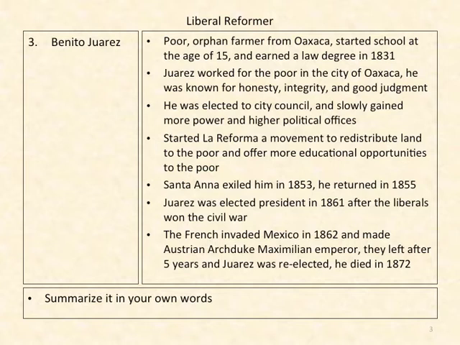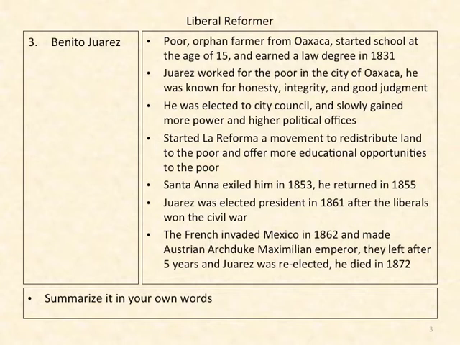All right, the next leader is a liberal reformer, and his name is Benito Juarez. He was a poor orphan farmer in Oaxaca, Mexico, and he starts school at the age of 15 and eventually earns a law degree in 1831. He works for the poor in the city of Oaxaca, and he's known for his honesty, integrity, and good judgment. He's elected to the city council, slowly gets more power, higher political offices. He starts a movement called La Reforma to redistribute land to the poor and offer more educational opportunities. In 1853, Santa Anna exiles him, but he returns in 1855 when Santa Anna loses power.